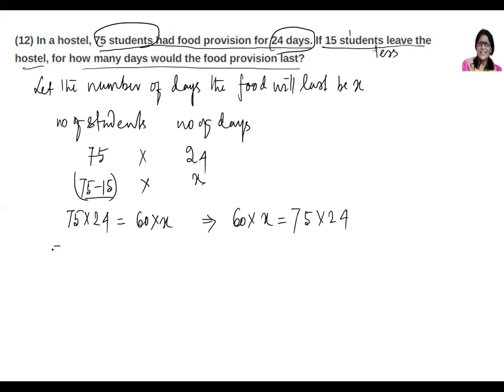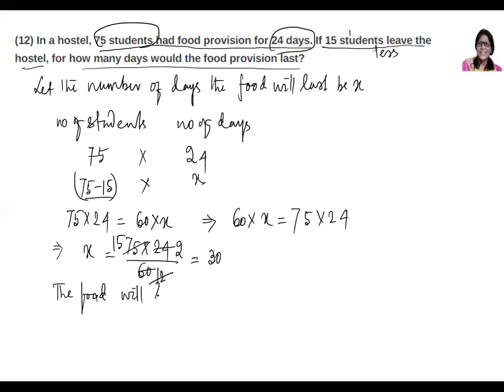You must have noticed that I am not doing any multiplication and division, I am just cancelling here. That's why I suggest don't multiply 24 and 75. You cancel, then you multiply. So I can cancel with 5, 5 15 times, 5 12 times, 12 2 times 24. You should know the multiplication table very well. Then you will be very good in maths. So X is equal to 30. So the food will last for 30 days.